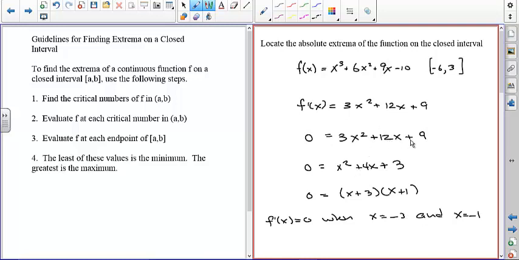So take the derivative, divide by 3 to get rid of the coefficient in front of the x squared term, and factor it. When x equals -3, this is 0. When x equals -1, it's 0. So those are your critical numbers. Now you need to find the y values, not the critical numbers. Evaluate the function at -3, -1, and then at -6 and +3.